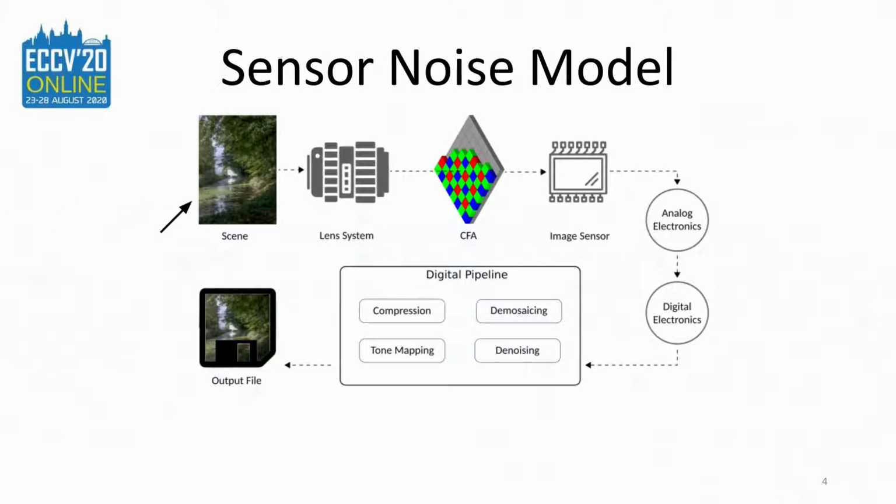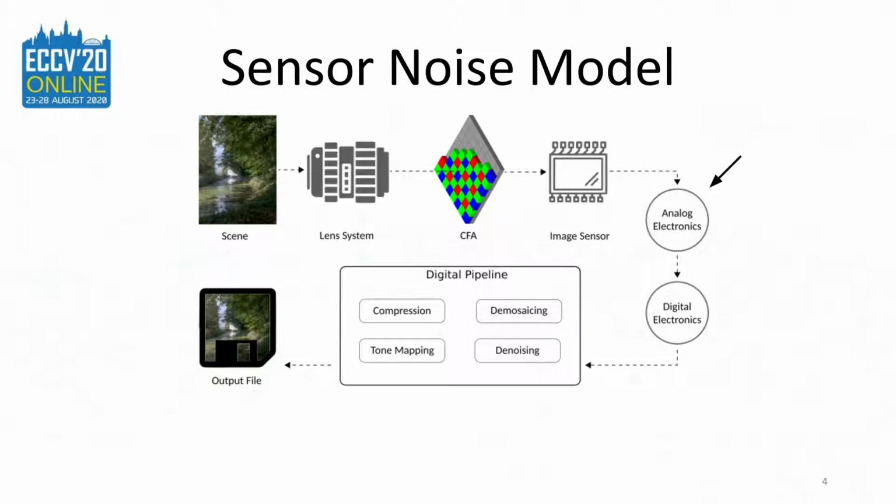Photons from a scene are captured by the camera lens and pass through a color filter array before being focused on an imaging sensor. When exposed for a fixed interval, the sensor converts some incident photons to electrons. These electrons accumulate to yield a voltage, which is processed by analog electronics.